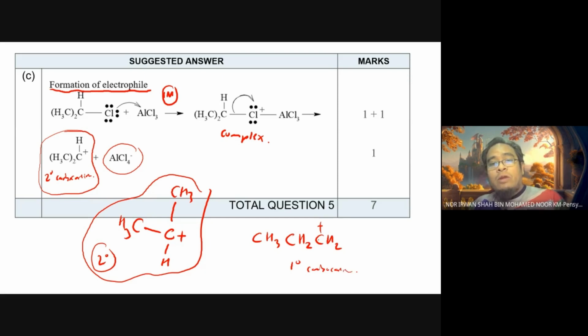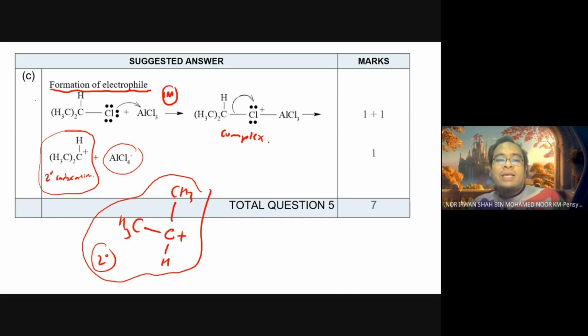Dia boleh buat 1,2 hydride shift, di mana dia pindahkan H daripada secondary carbon ni kepada carbocation ni. So apa akan jadi? Sini akan jadi CH3, nampak? Sini akan jadi CH, so ini pula jadi secondary carbocation. Nampak? Dalam kes ini dia boleh buat rearrangement, daripada primary jadi secondary. Tapi untuk kes isopropyl carbocation like this, dia tak berlaku rearrangement lah guys.